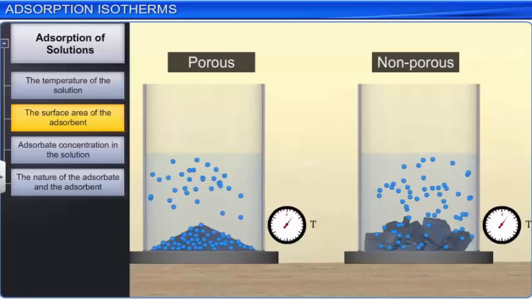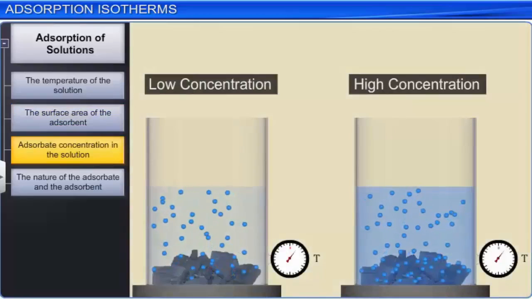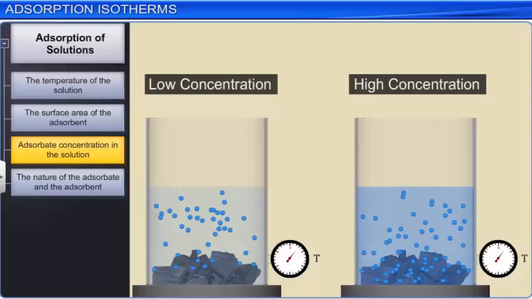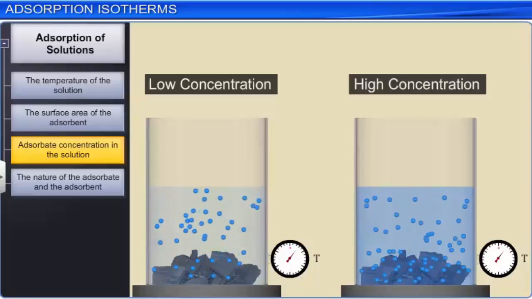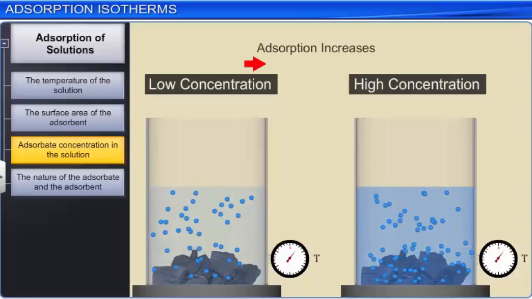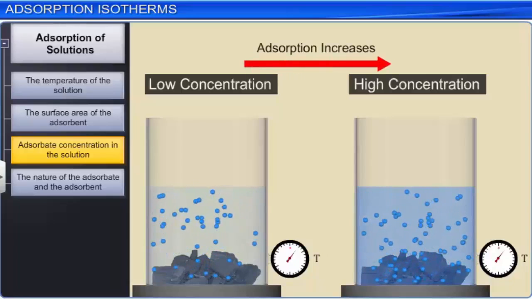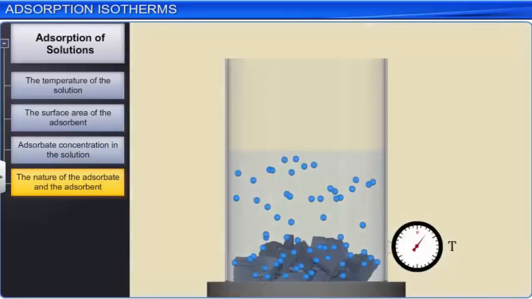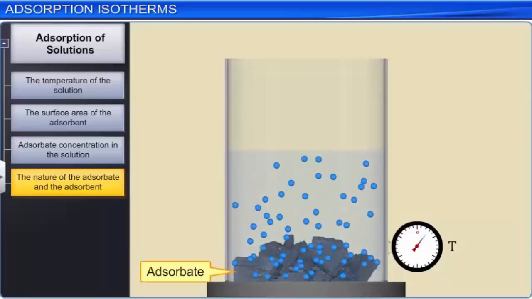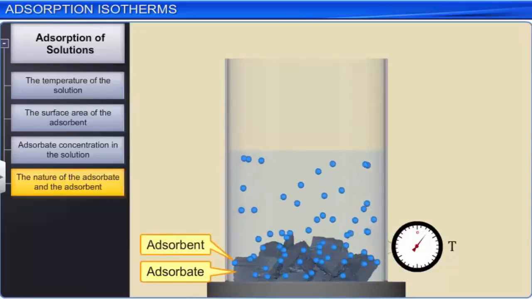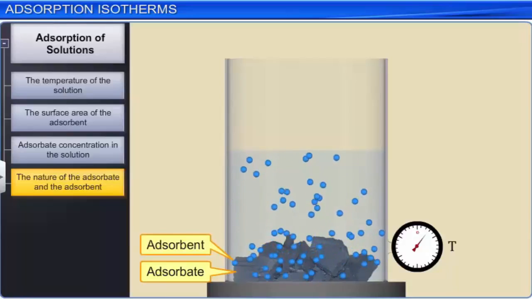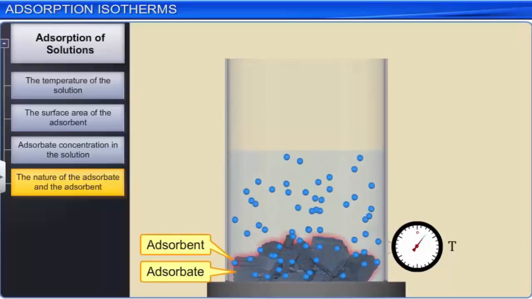Thirdly, as the concentration of the solute, that is, the adsorbate, increases in the solution, the extent of adsorption increases. Lastly, the nature of the adsorbate and the adsorbent governs the extent of adsorption. That is, the nature of the bonding between the adsorbate and the adsorbent depends upon the species involved.